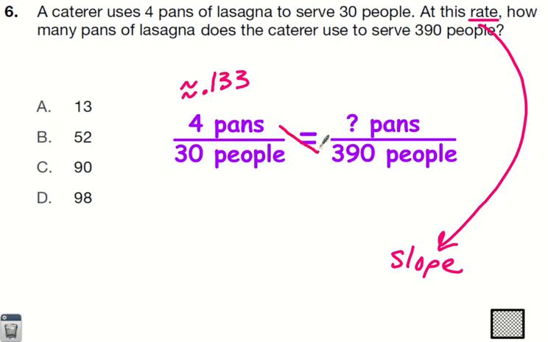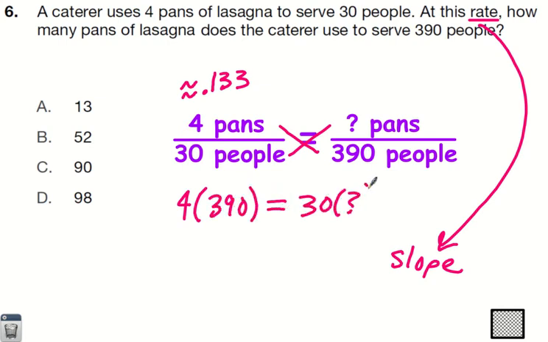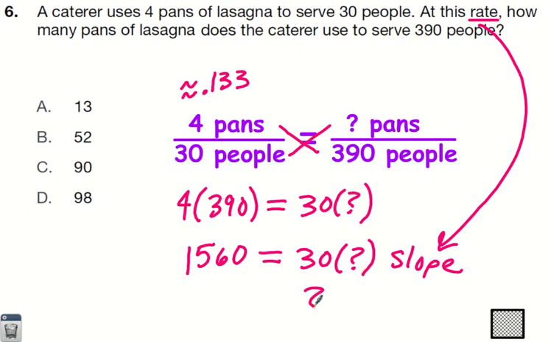Or like I said, you could cross multiply and get 4 times 390 equals 30 times question mark, or 30 times x. 4 times 390 is 1,560, I do believe. And so 30 times question mark, or 30 times x. So then you would divide both sides by 30, and it looks like you would get question mark equals 52. So the answer, of course, is going to be B.